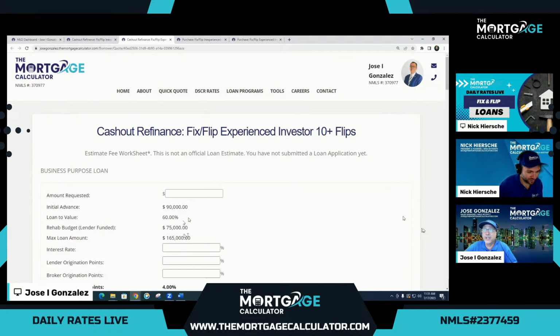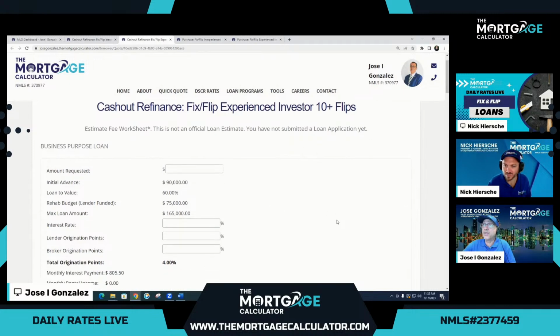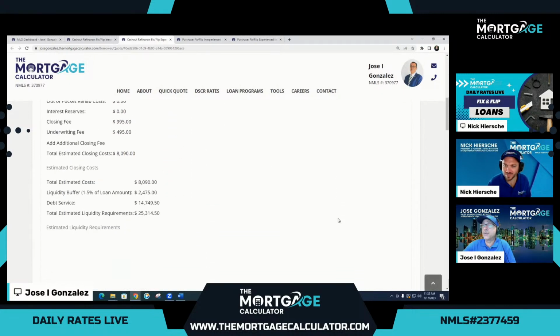but note that only 60% of the as is value. So the initial advance at closing would be $90,000. So keep in mind how that comes into play if your borrower has a debt on that property, right? If they purchased it with hard money, this is what they're going to get as the initial advance, and then they'd have to come up with whatever other funds at closing. Right? So, same example here. Now, let me show you the rate.